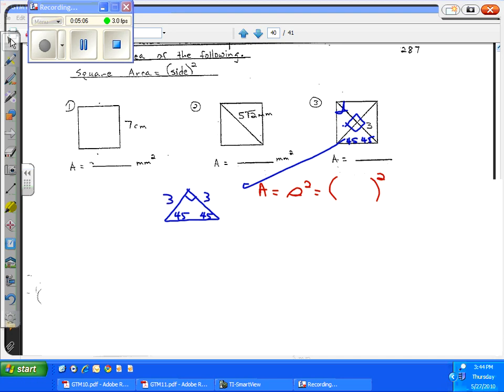And this is 3, this is 3. The side is the hypotenuse. In a 45, 45, 90, hypotenuse equals leg times the square root of 2. So the hypotenuse, which is the side, is equal to a leg, which is 3, times square root 2. So each side is 3 square root 2.